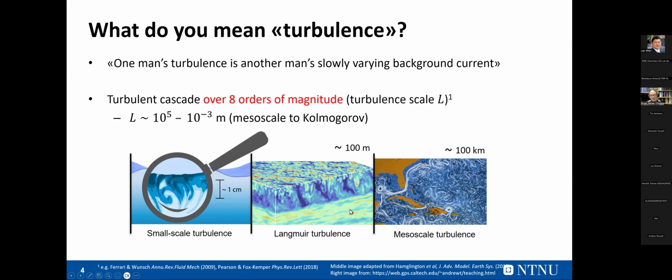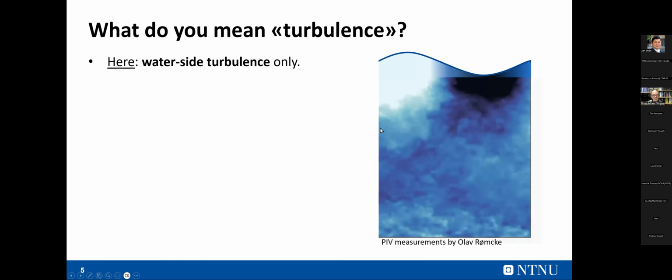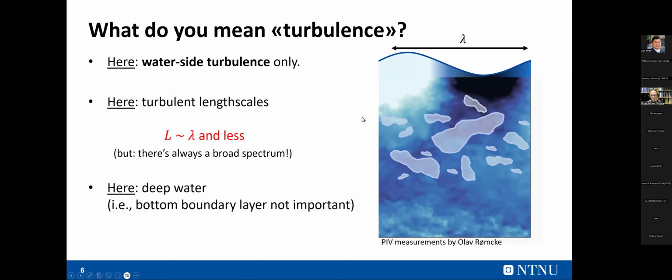Well, a lot of the WISE community will be very familiar with the middle scale here, Langmuir turbulence. I'm going to look at the smaller scales. First of all, I'll look at the waterside turbulence only. So I'll not look at the air above, which is another super interesting question. I'll look at turbulent length scales that are of the order of a wavelength or smaller, bearing in mind that turbulence is always broad-banded, so you've got a whole range of different scales at once.